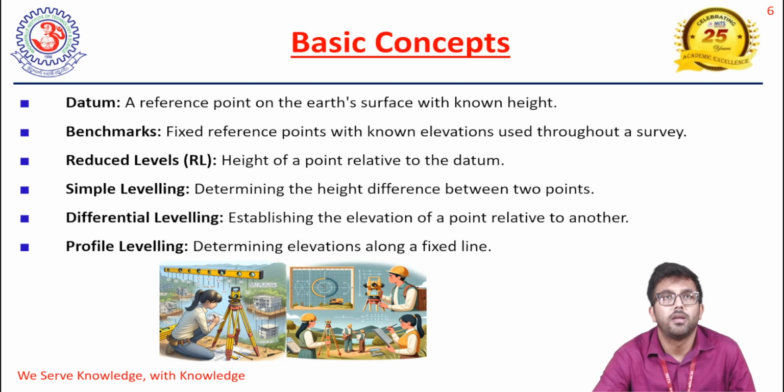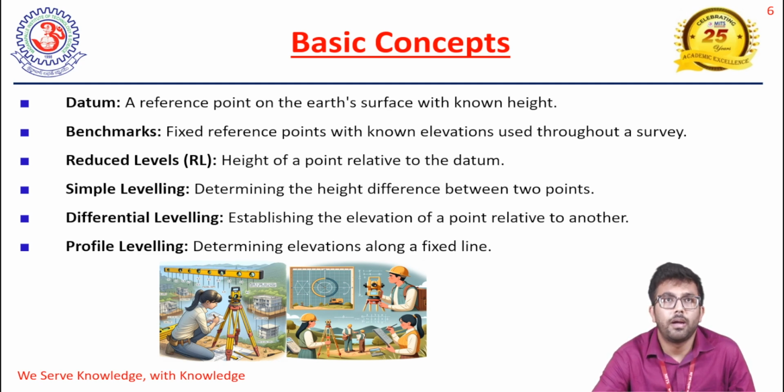Then benchmarks. Now benchmarks are basically fixed reference points with known elevations used throughout a survey. So if we are conducting a leveling program on a landscape, then what we do, we fix a known benchmark that acts as a datum for that particular area, and compared to that, all other points are taken. Reduced level. So it is basically the height of a point relative to the datum. So suppose I've marked point A as a benchmark, that is datum for that particular area.